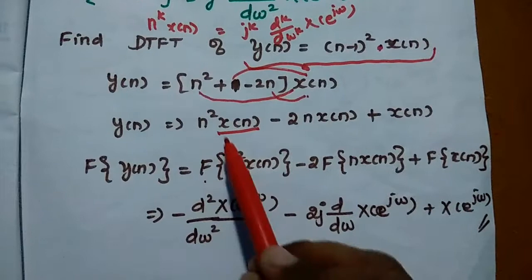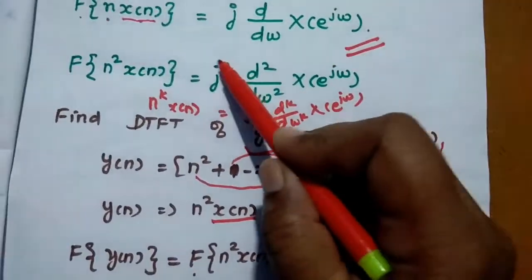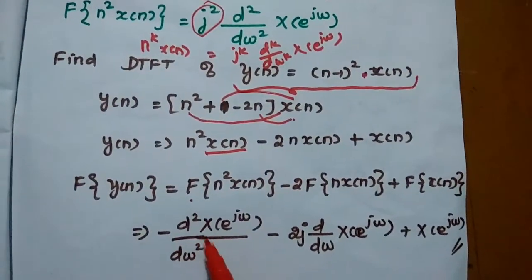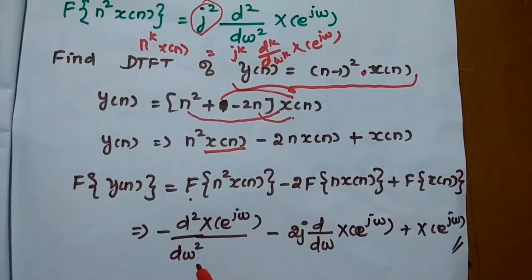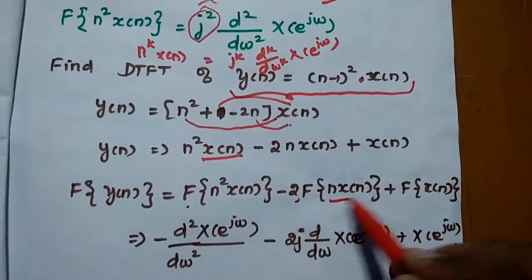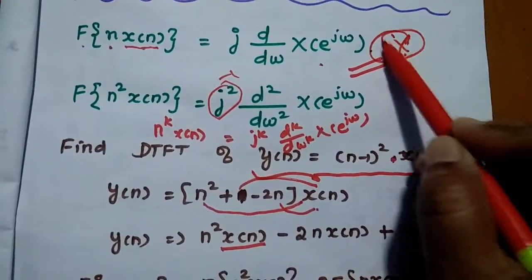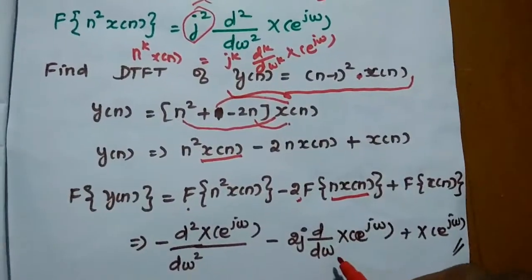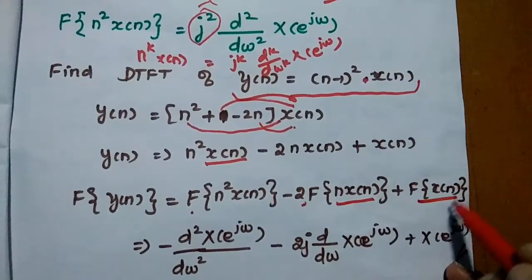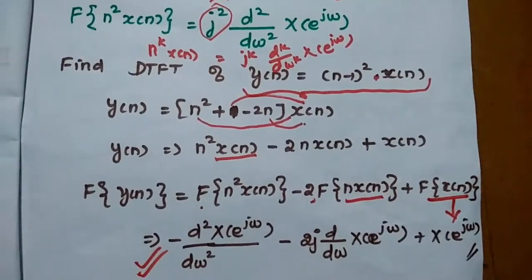So the Fourier transform of n squared x of n is nothing but what is the value? j squared. The j squared value is what? Minus 1. So here it is minus d squared X of e power j omega divided by d omega squared, minus here it is 2. So n into x of n, what is the property? You should remember the property. Here it is j d by d omega of X of e power j omega. The Fourier transform of x of n is nothing but X of e power j omega. So this is the answer.